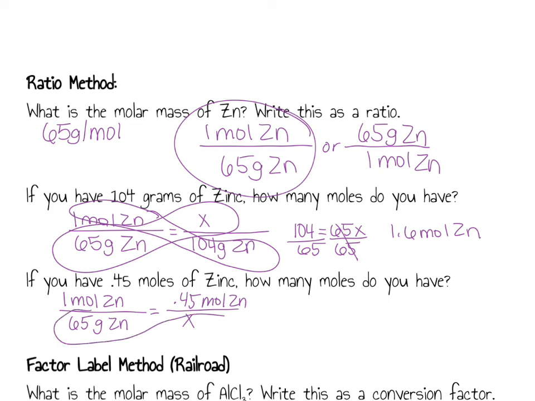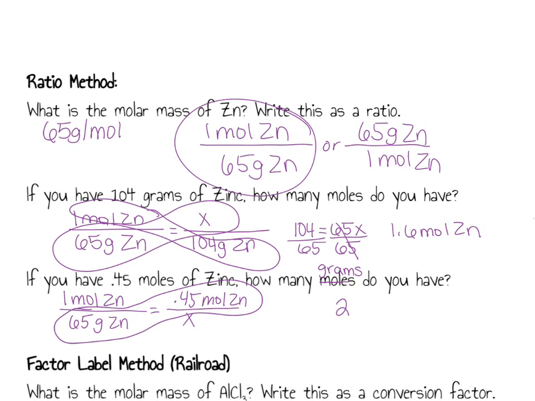So I'm going to do the 65 times 0.45. And when I do that, I get 29.3, which is less than the 65. And I know I am doing the problem correctly.